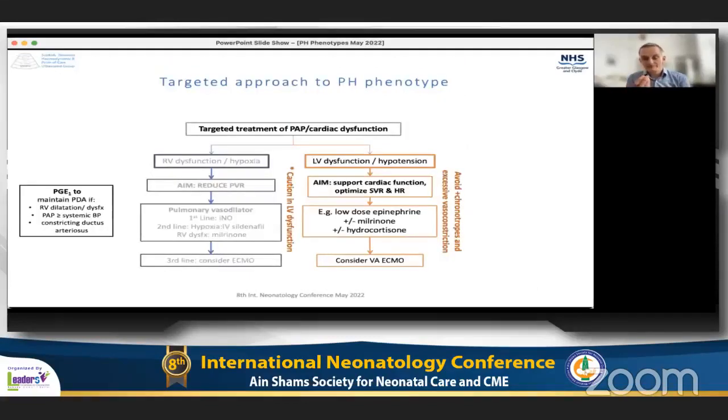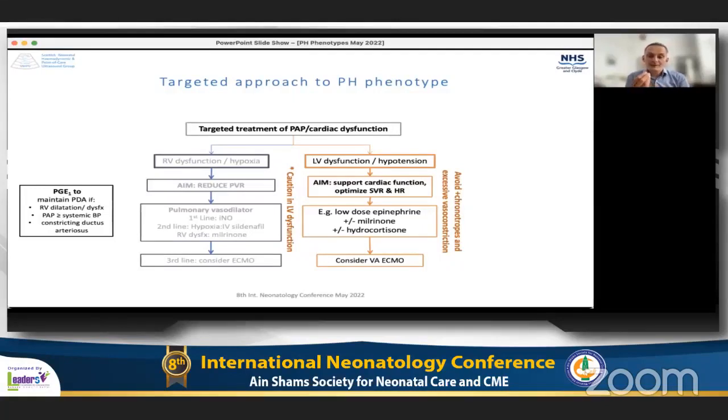And with that knowledge, in those patients that have this left ventricular phenotype, we need to have a different approach to management. In this case, we need to support left ventricular function in those first hours and days of life by using gentle inotropy and avoiding excessive vasoconstriction and afterload in the left ventricle. And we like to do that using low-dose epinephrine combined with milrinone.